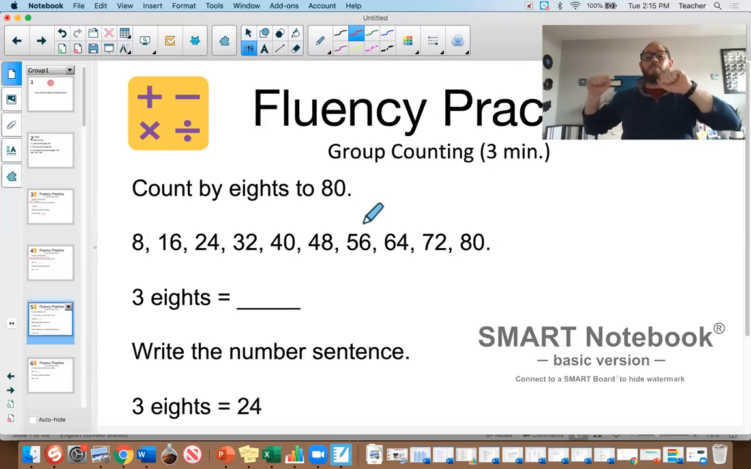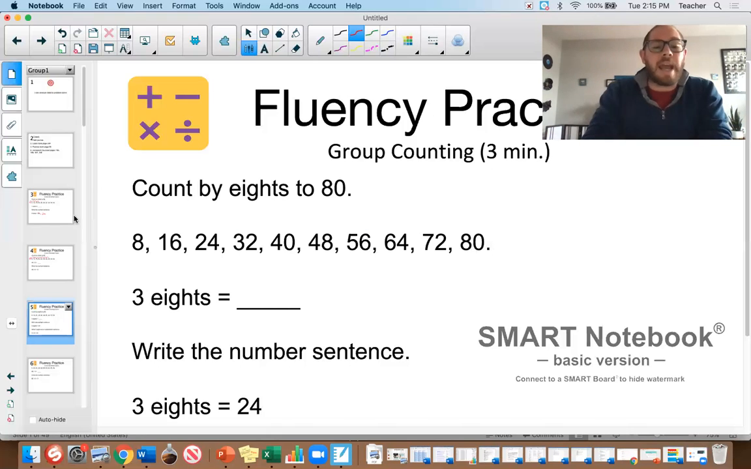All right, let's go up one more time, starting with our 0. 0, 8, 16, 24, 32, 40, 48, 56, 64, 72, 80. And let's go back one more time. 80, 72, 64, 56, 48, 40, 32, 24, 16, 8, 0.